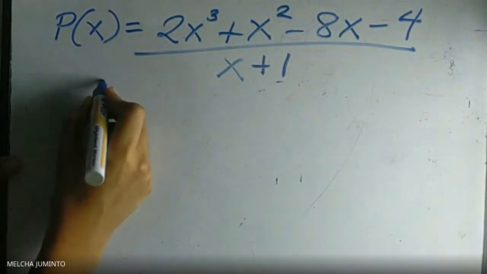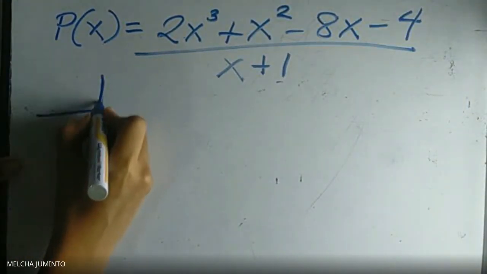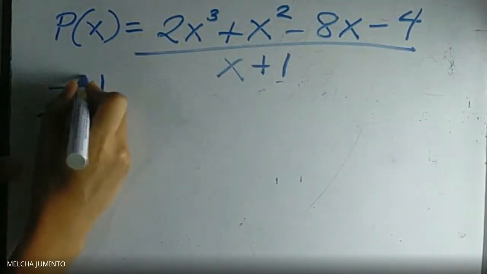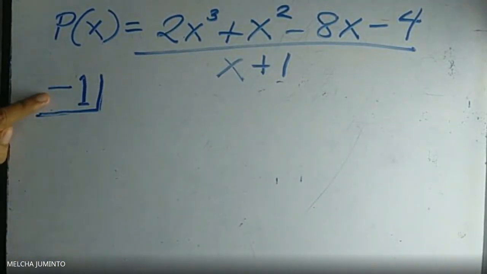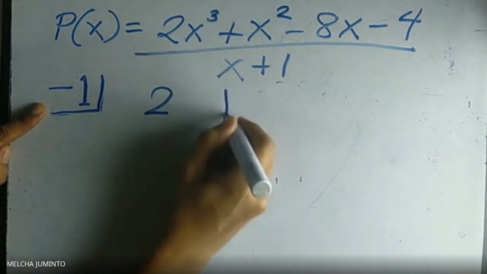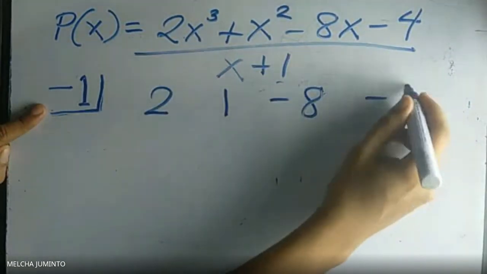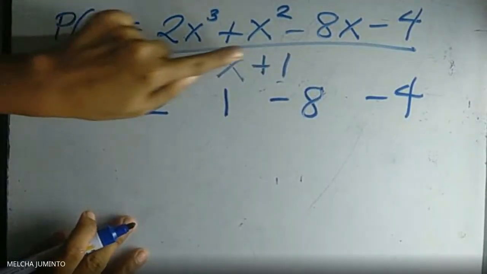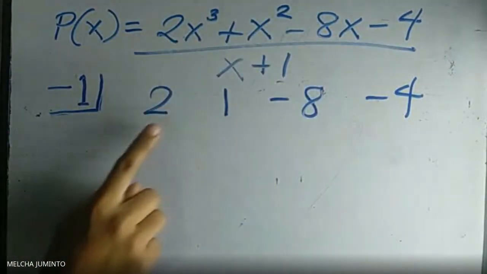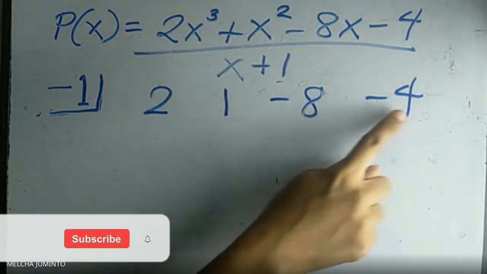Now let us verify using synthetic division. I need to place here a small box that will contain the divisor. Change the sign, just like how we apply the remainder theorem. From positive, we use negative 1. Then copy the numerical coefficients 2, 1, negative 8, negative 4. There is no missing term. The terms are complete. So 2, 1, negative 8, negative 4.